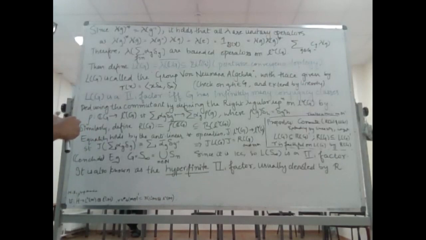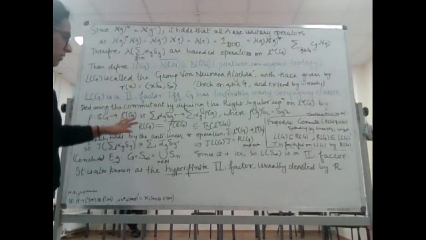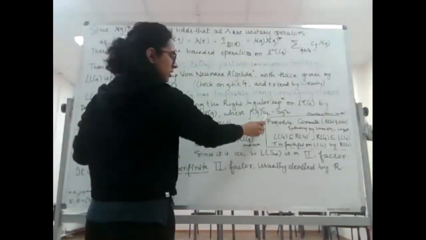Now, we also need the commutant condition in place. So for this left regular representation, we define the commutant, and that is nothing but the right regular representation, which multiplies the Kronecker delta element delta_h with the inverse.